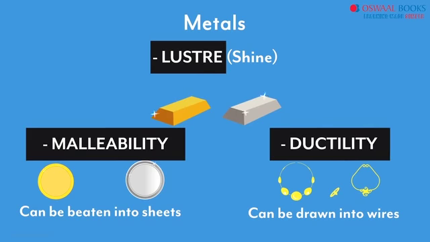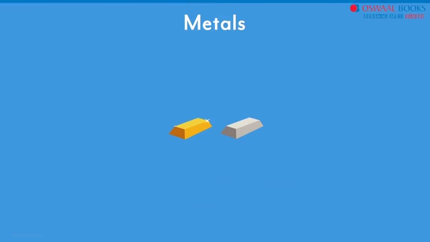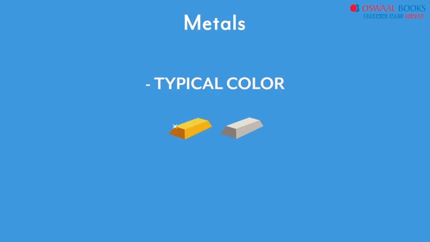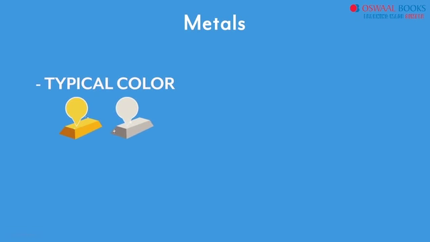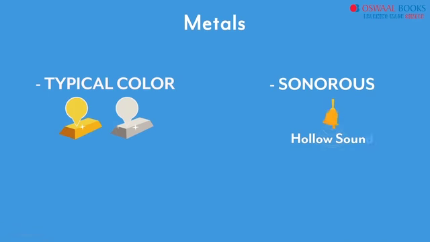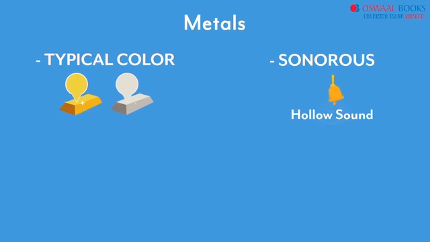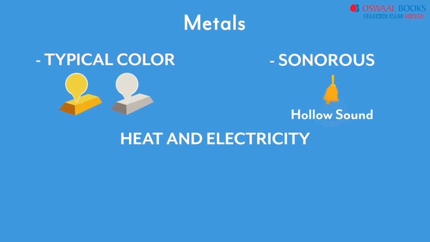Now let us study a few more properties of metals. They mostly have a typical color and appear to be golden yellow or silver grey in color. Do you know one more property of these metals? They are sonorous in nature. What do we mean by sonorous? These metals make a hollow sound when hit. There is one last property of metals you must know about. Do you think metals conduct heat and electricity? Yes, metals do conduct heat and electricity.